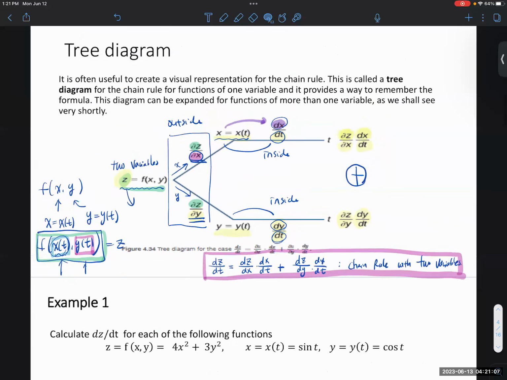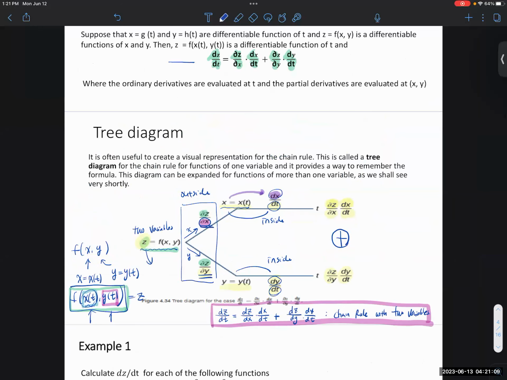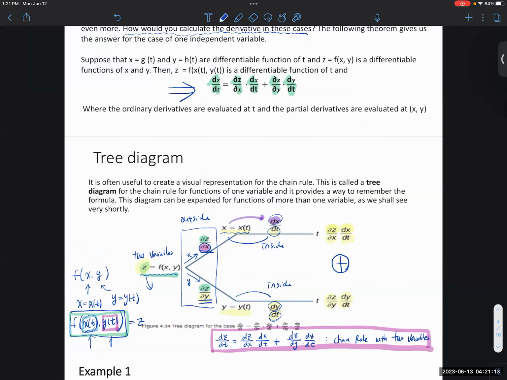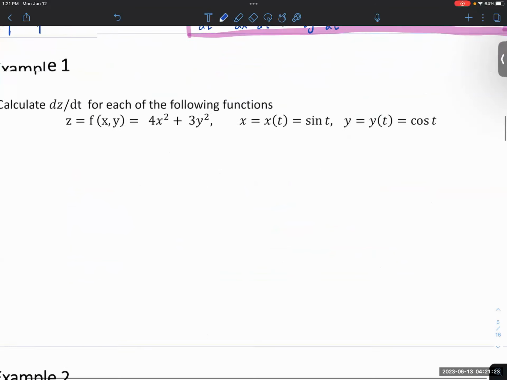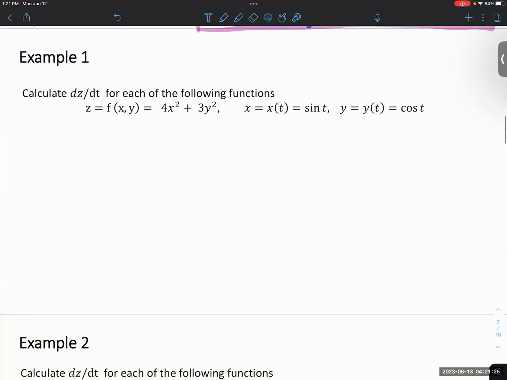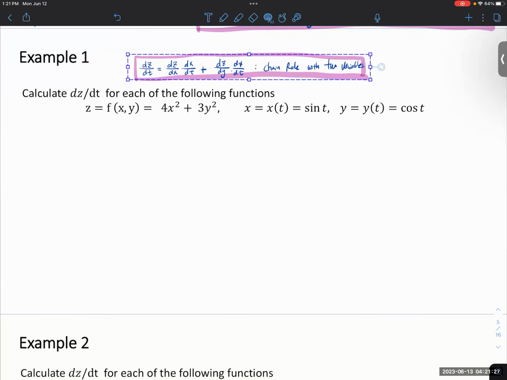Okay, so that's why this formula, we just talked about it, right? So this is a chain rule with two variables when you're taking the derivative. So let's take a look at example one. So likewise, let me go down. So this is the question. So we know this is the chain rule. So what are you guys going to do? We are going to take the derivative. So let's take a look at the format.